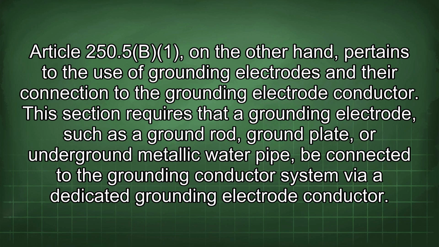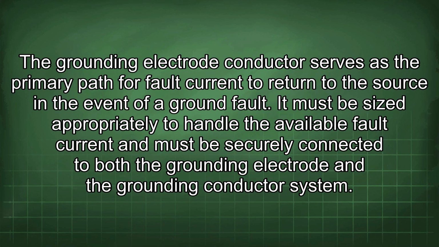Article 250.5 bone, on the other hand, pertains to the use of grounding electrodes and their connection to the grounding electrode conductor. This section requires that a grounding electrode, such as a ground rod, ground plate, or underground metallic water pipe, be connected to the grounding conductor system via a dedicated grounding electrode conductor. The grounding electrode conductor serves as the primary path for fault current to return to the source in the event of a ground fault. It must be sized appropriately to handle the available fault current and must be securely connected to both the grounding electrode and the grounding conductor system.